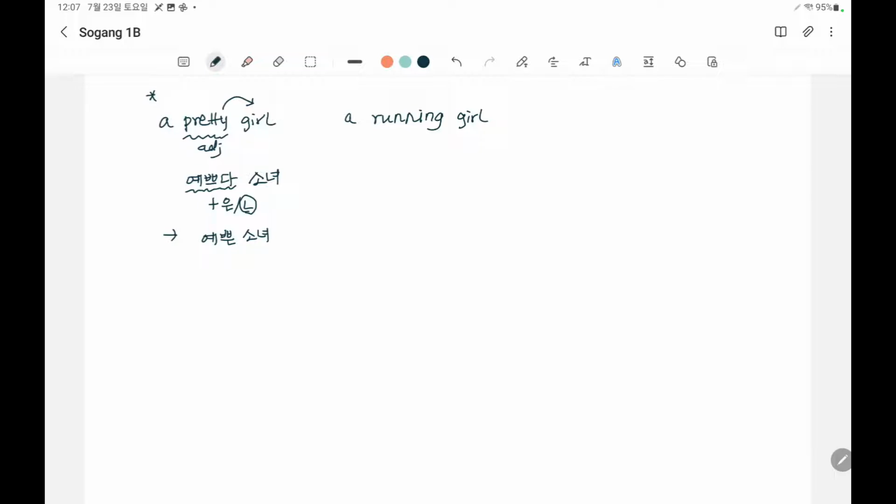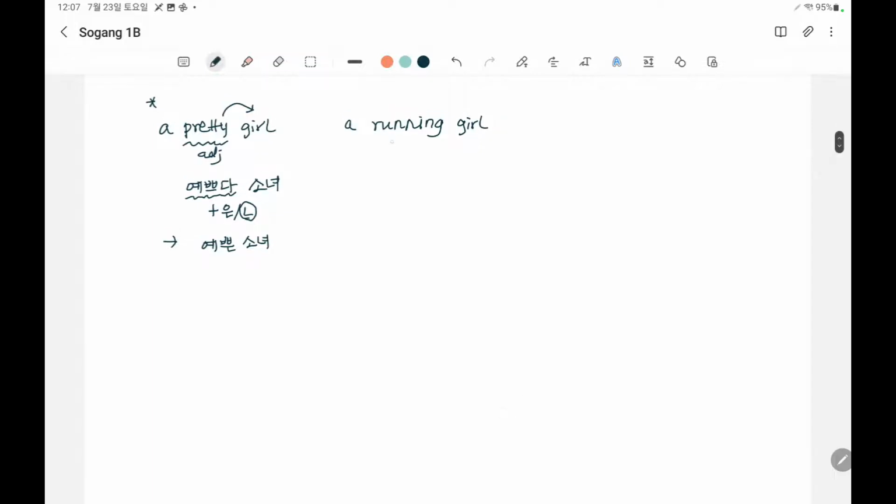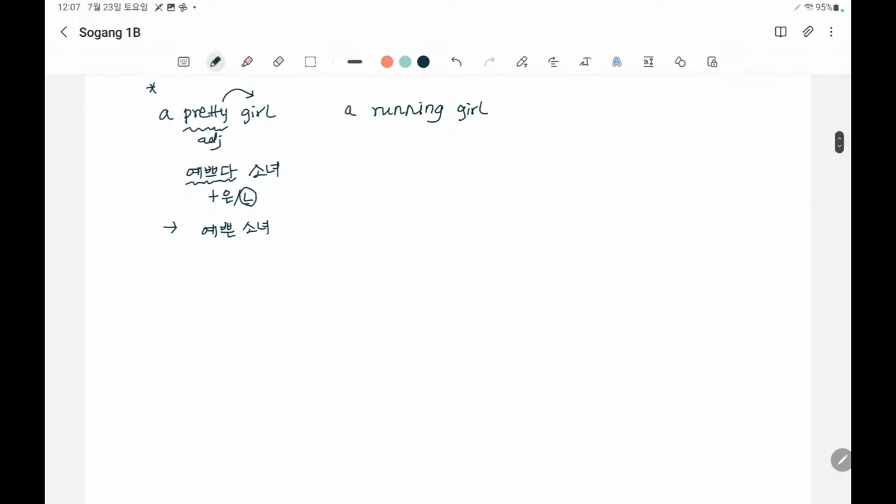But there are cases when we need to modify nouns with verbs. For example, a running girl. 자, in this case, the main rule is the same. In this case, this is a verb. And in English, you need the ing form or past participle to modify nouns, isn't it?